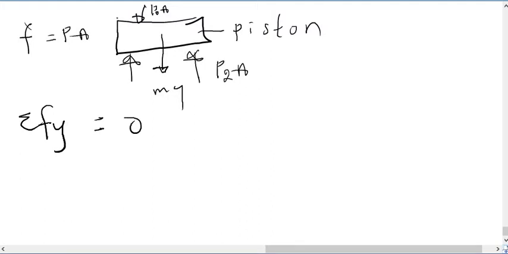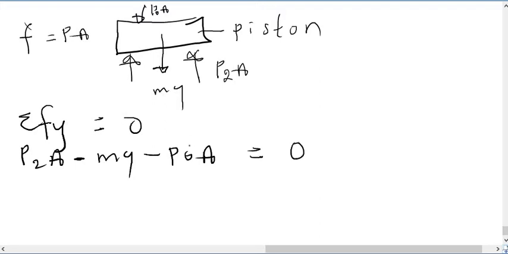Now taking up as positive, what will happen? P2A minus mg minus atmospheric pressure times area is equal to 0. So this is 0 from the question. Atmospheric pressure is assumed to be 0. That's the ambient pressure. So this means that P2A is equal to mg. That's the mass of the piston.